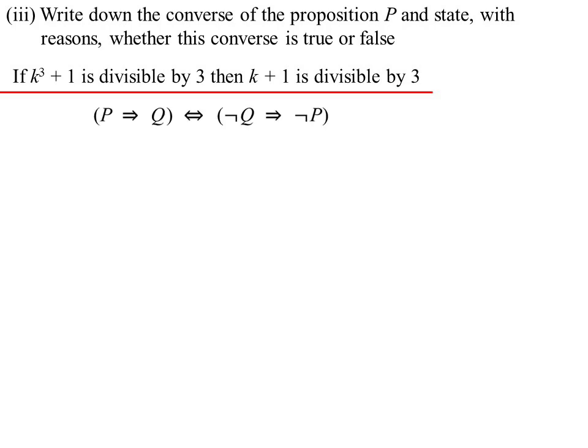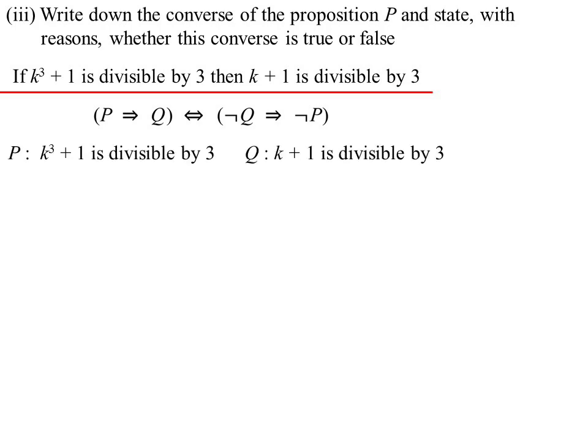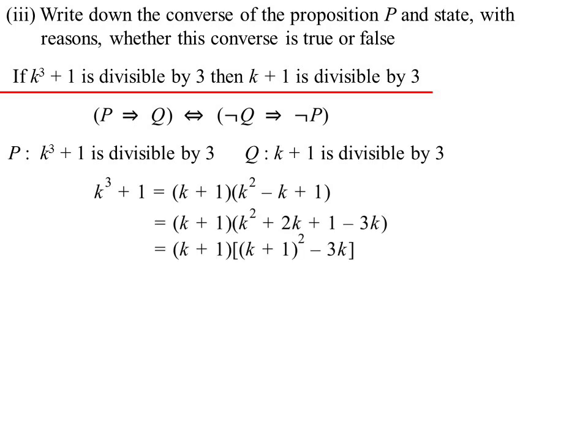Remember, P implies Q is equivalent to the negation of Q implies the negation of P. These are going to be my two statements. P is: k cubed plus 1 is divisible by 3. Q is the statement: k plus 1 is divisible by 3. For k cubed plus 1, there's that factorization we saw before. Now I'm going to play with the second factor and rewrite it as k squared plus 2k plus 1 minus 3k. Doing that, I get this perfect square: (k plus 1) squared minus 3k.